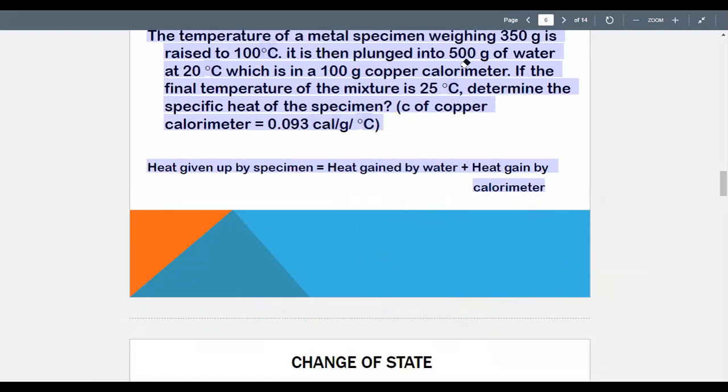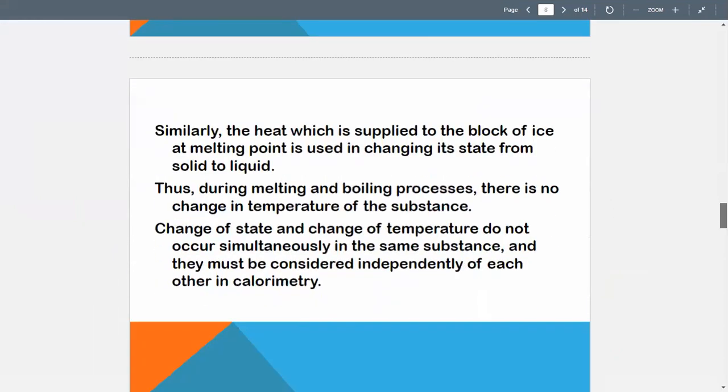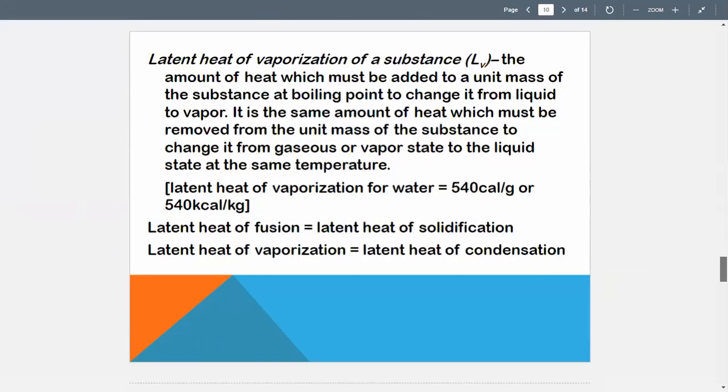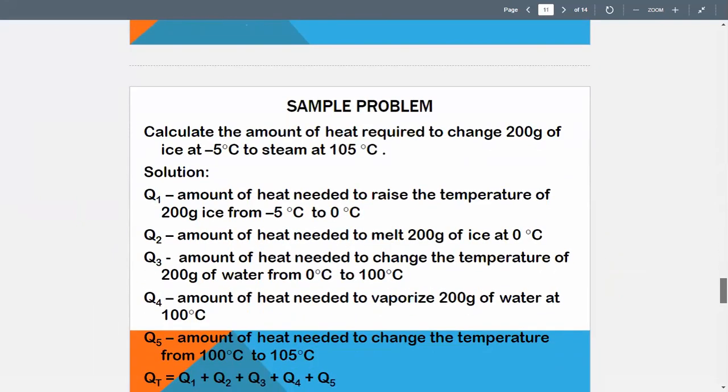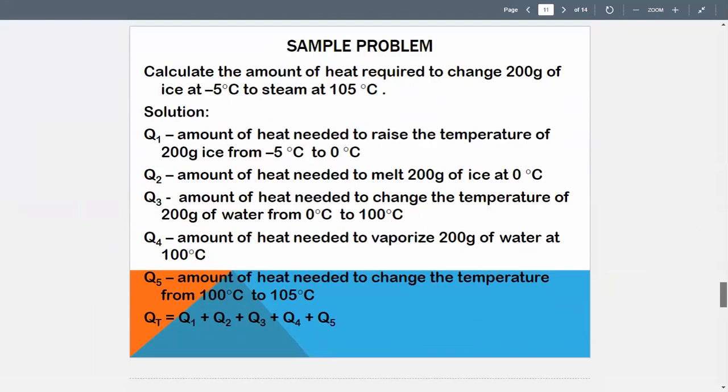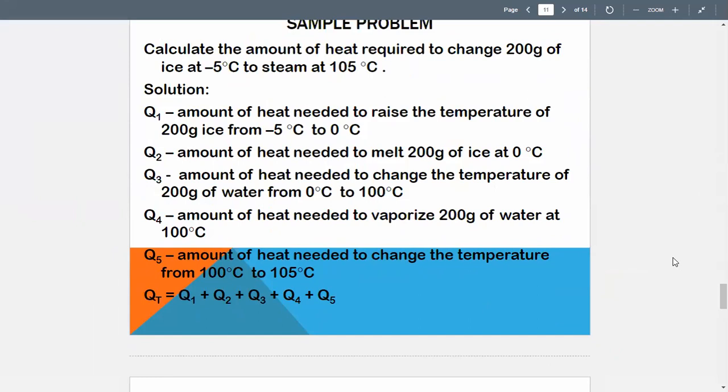So let me scroll this down. We will now go into phase changes. This is about another effect of heat. Our sample problem is about a certain ice. If you have a substance, water, at -5 degrees Celsius, it must be solid. As you increase the temperature and make it reach 105 degrees Celsius, it will change from solid to liquid, then liquid to gas, and eventually into steam.